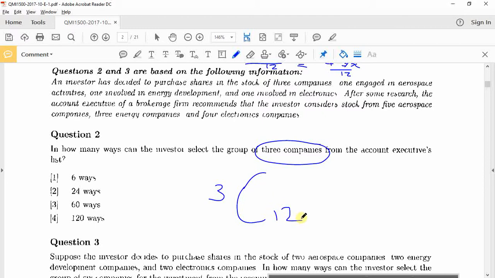So you've got this calculator. I'll use this one. I think you can do it here as well. Yes, you can. So 12 choose 3 is 220.